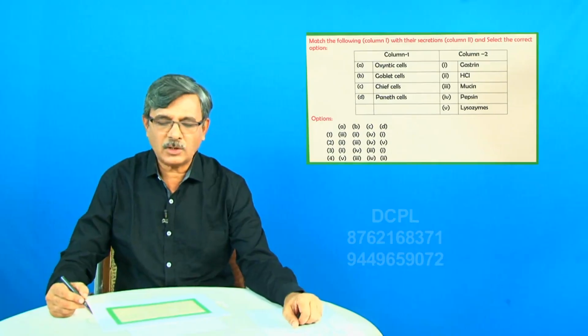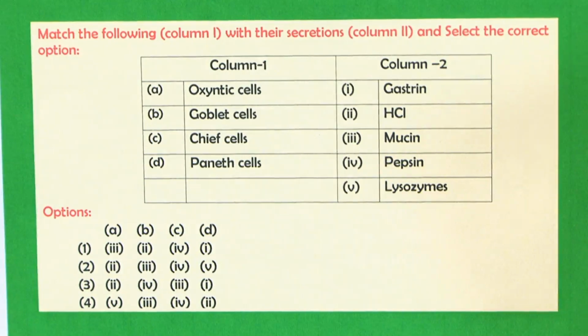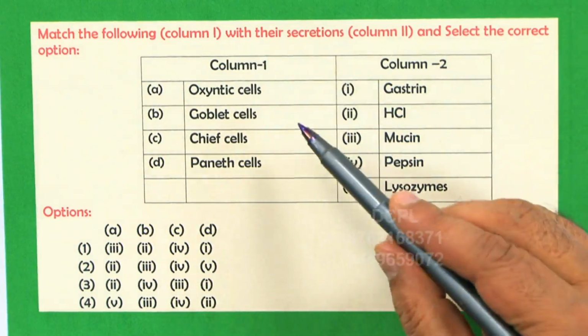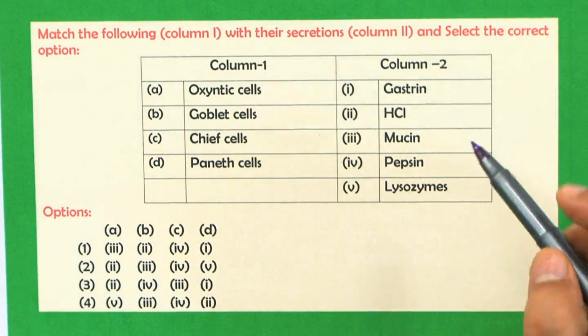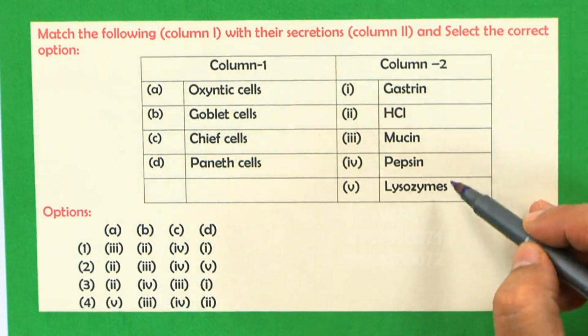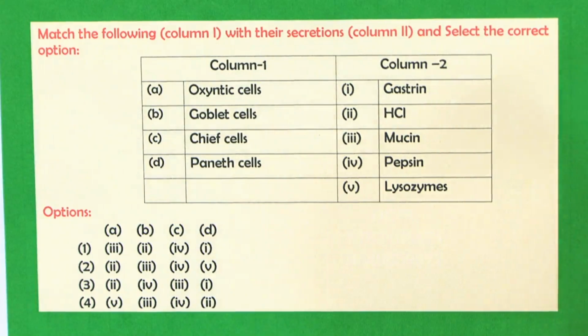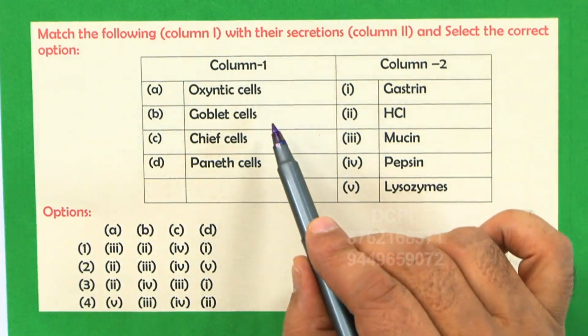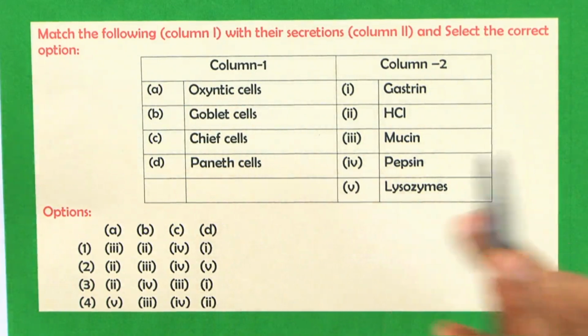It is a match the following type question. In column 1, we are going to see secretory cells associated with digestive glands, and column 2, their secretions. Oxyntic cells, goblet cells, chief cells, Paneth cells.